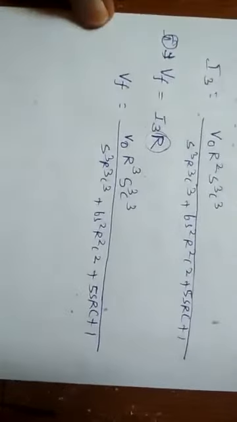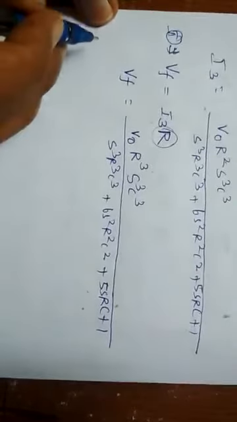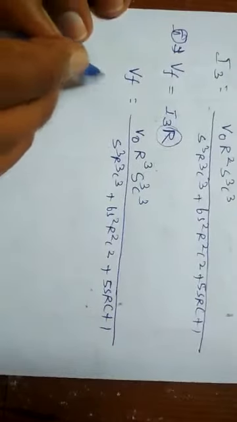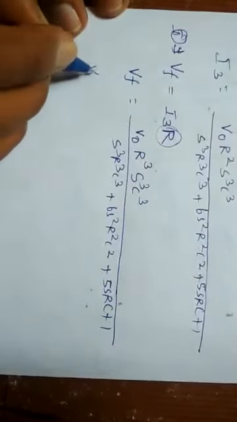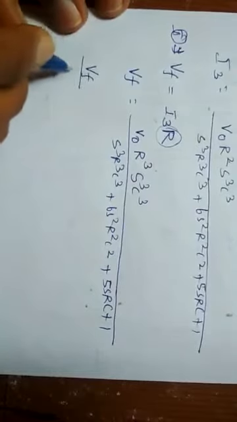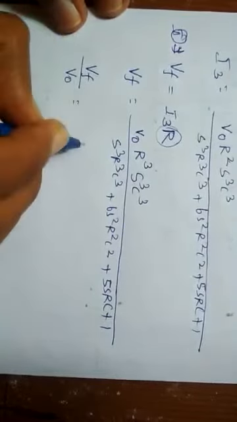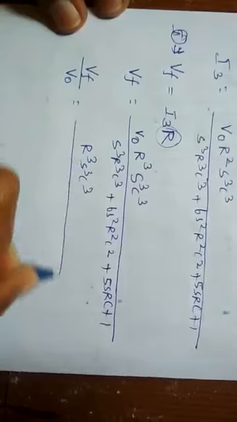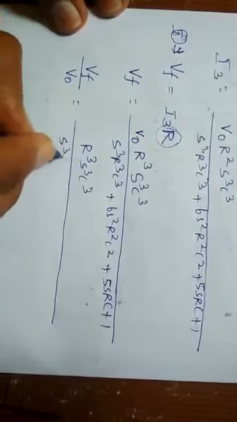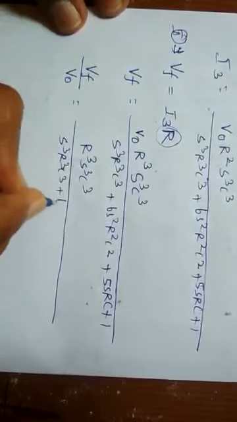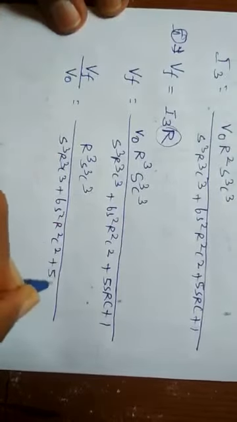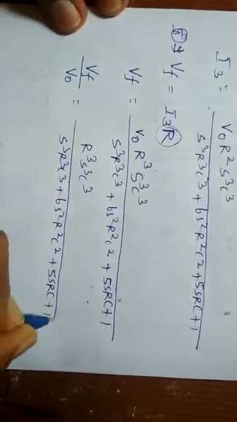Here, if you consider Vf on the left hand side and V out on the right hand side, and if you move the V out to the left hand side, it will move to the denominator. Vf by V out equals R cube S cube C cube whole divided by S cube R cube C cube plus 6S squared R squared C squared plus 5 SRC plus 1.